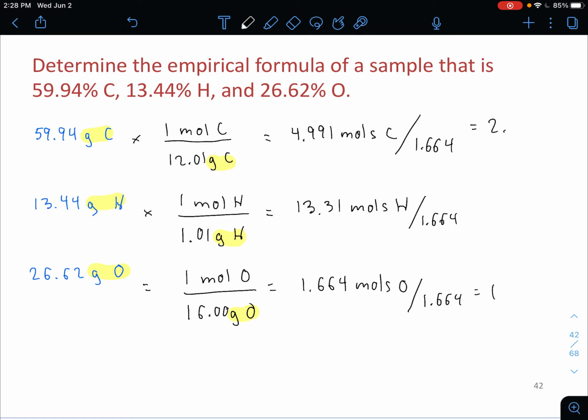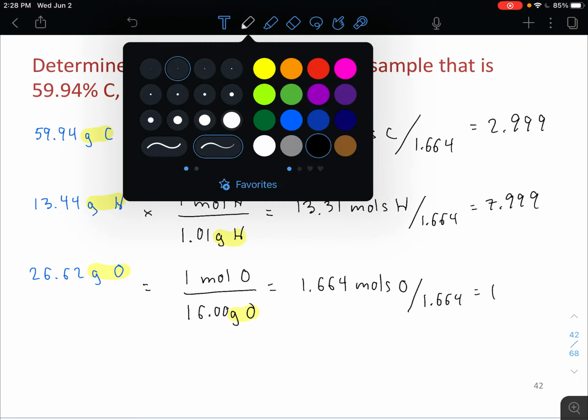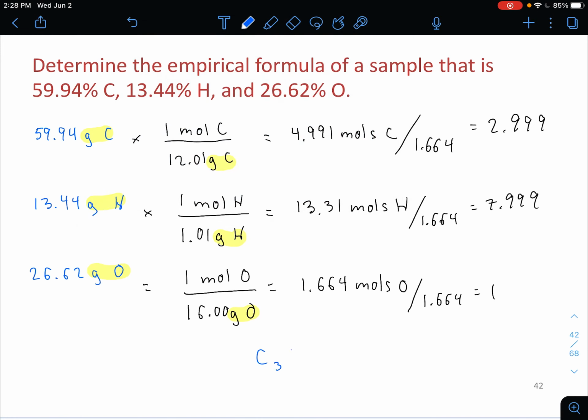This one is 2.999, so 3. And 7.999, so 8. So then this formula is going to be C3H8O. And when you're presenting the formula, you can just do it in the order that I gave you the components, but the official rule is carbon, then hydrogen, then everything else in alphabetic order, but that doesn't matter all that much. Okay, so that's how that goes.